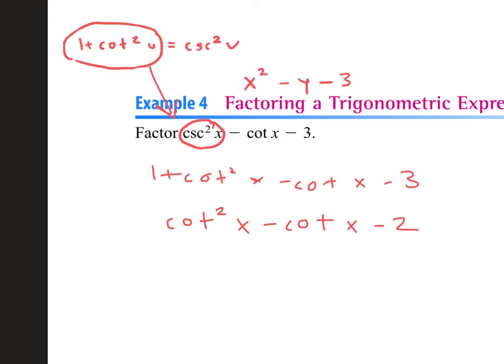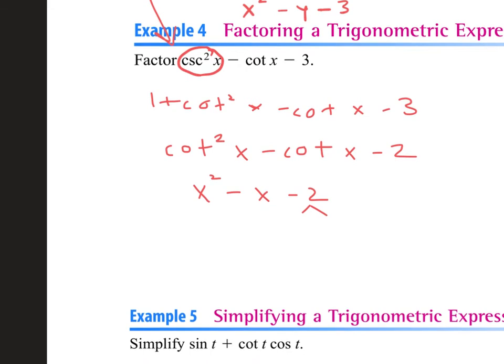All right. So what can we do next to factor this? We can say that cotangent is x, so we have x squared minus x minus 2. Do we have two factors of -2 that add to -1? What are they? 1 times -2. So this becomes x plus 1 and x minus 2.